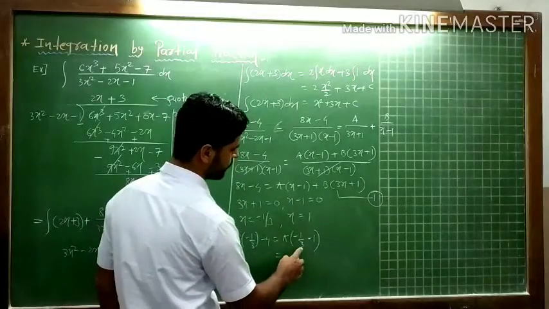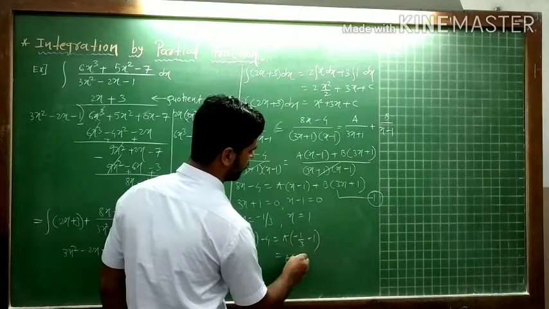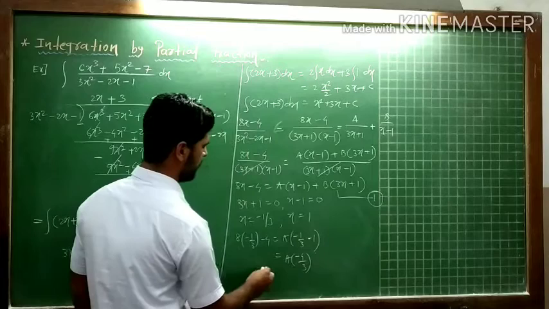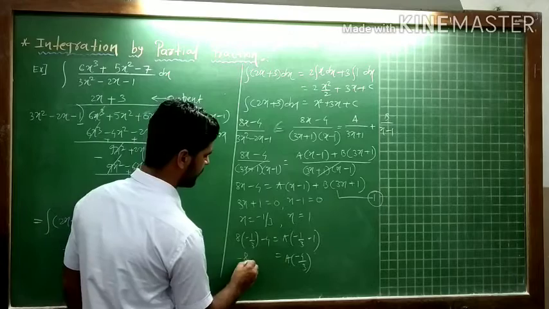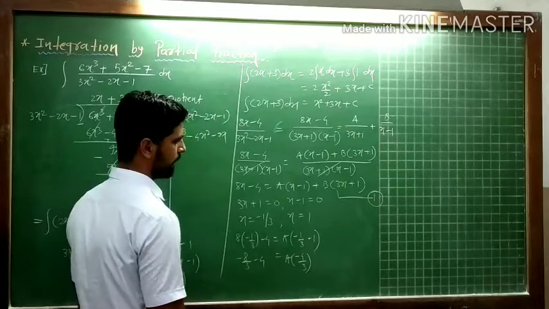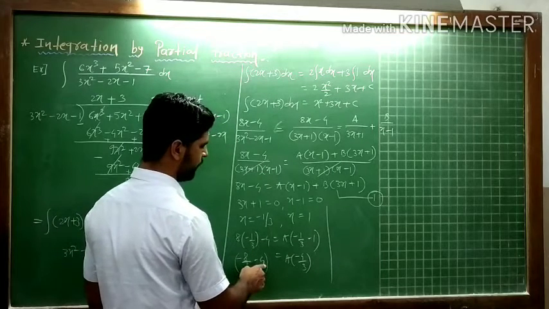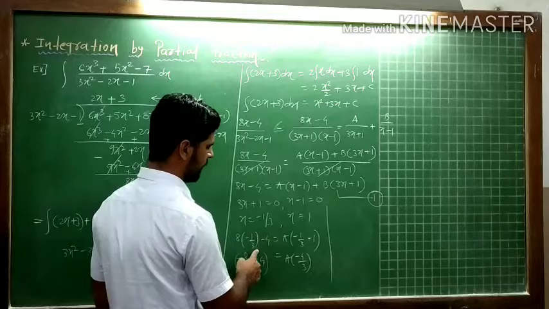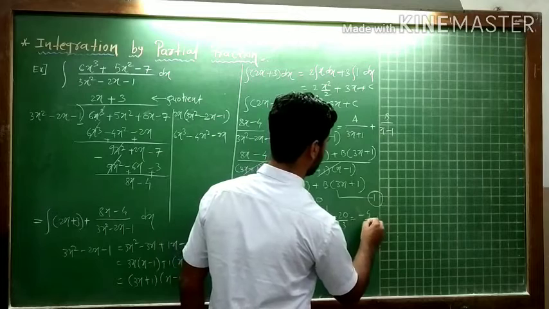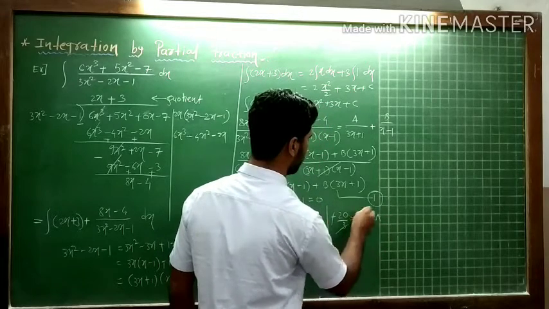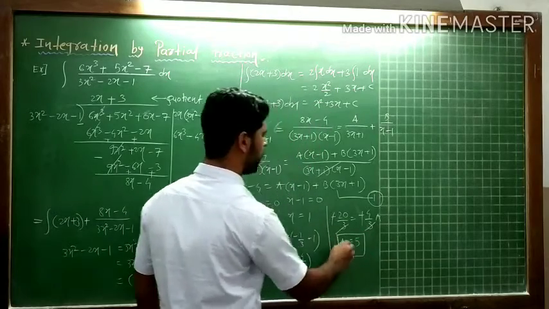So simplify this one. A into (3 into minus 1 by 3 minus 1) equals minus 8 by 3 minus 4. So what do I get here? Minus 8 minus 12 is minus 20, so minus 20 by 3 is equal to minus 4 by 3 times A. The 3 is gone, and 4 will divide, so you get the value of A as 5. So A we got is 5.